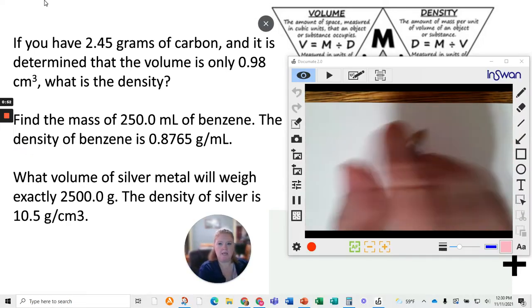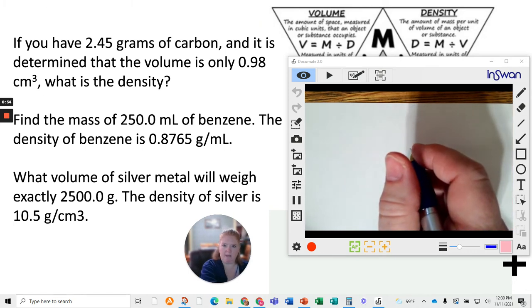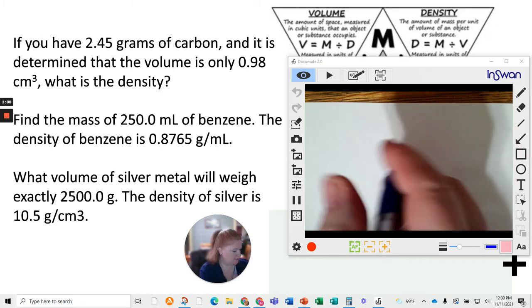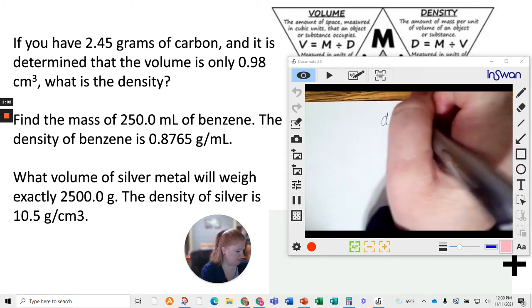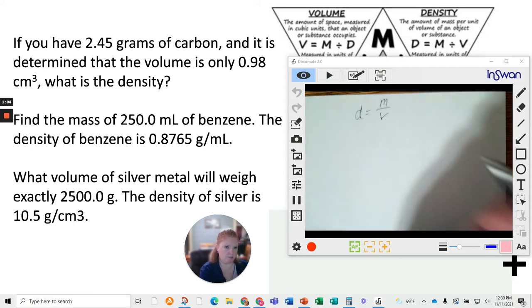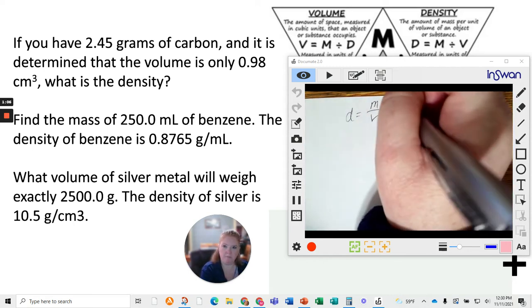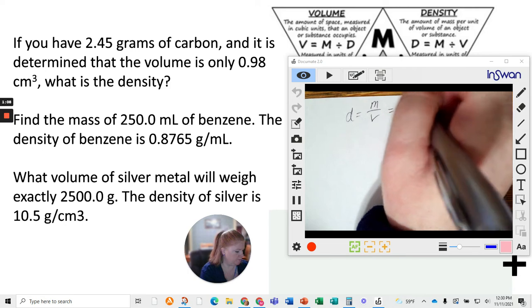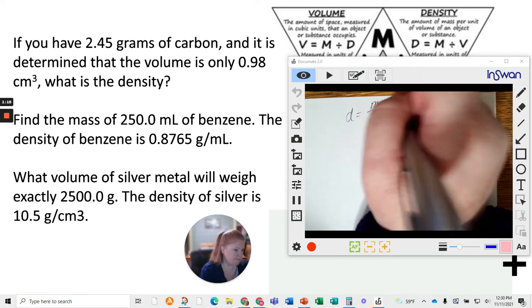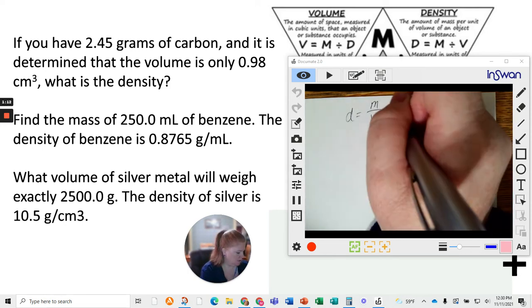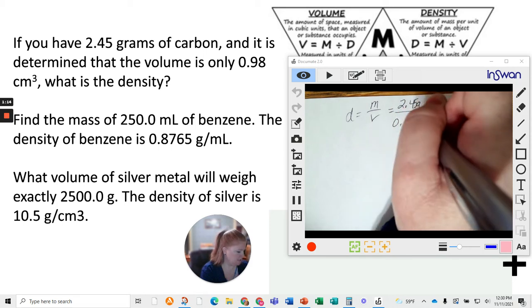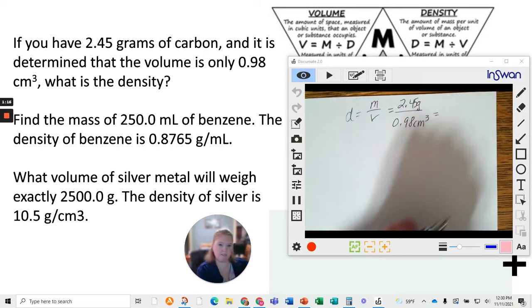First problem. It says if you have 2.45 grams of carbon, it's determined the volume is only 0.98 centimeters cubed. What is the density? So I'm solving for density. This is easy. Density is mass over volume. I plug in my numbers, 2.45 grams divided by 0.98 centimeters cubed.